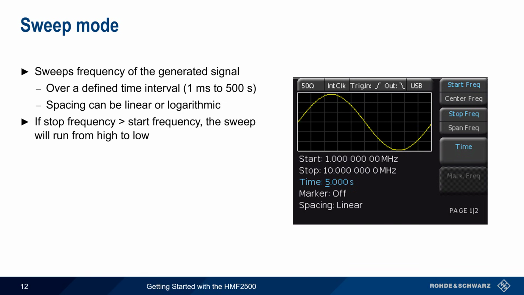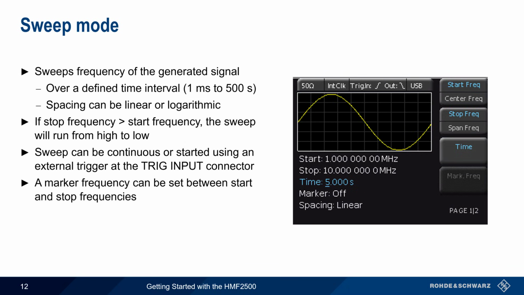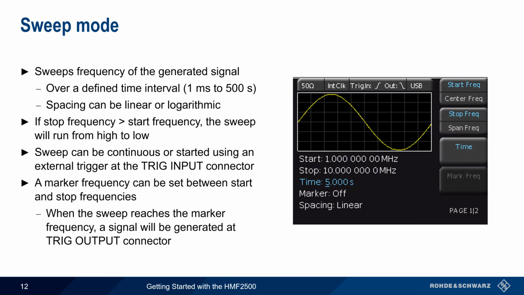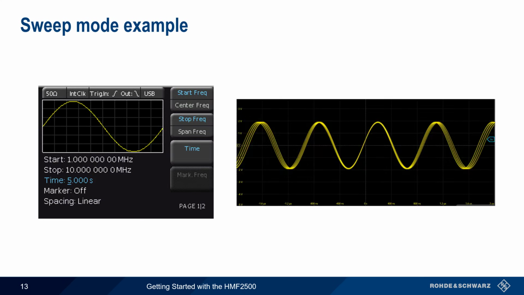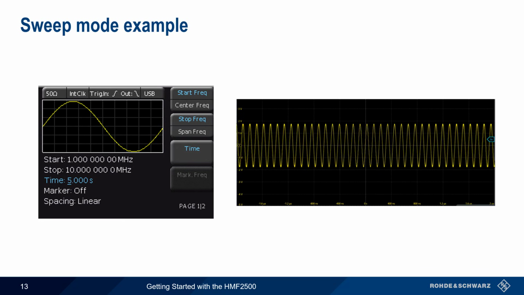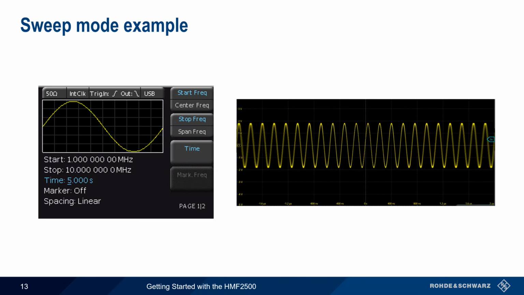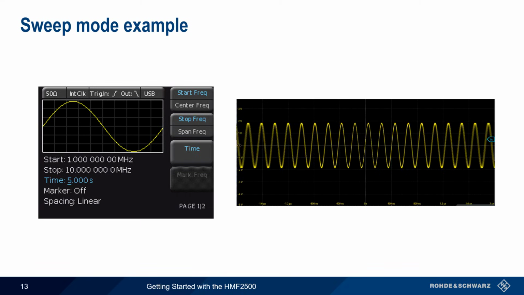Sweeping is continuous by default when enabled, but can also be started using an external trigger at the trigger input connector. In addition, a marker frequency can be defined. When the sweep reaches this frequency, a signal will be generated at the trigger output connector. Let's look at an example. Here, the output frequency sweeps between 1 and 10 MHz over a period of 5 seconds with linear spacing. Since we're using the internal clock to trigger the sweep, this sweep is repeated continuously.